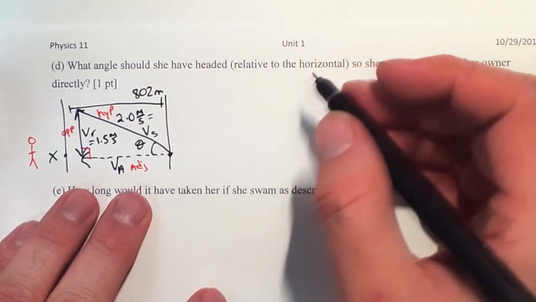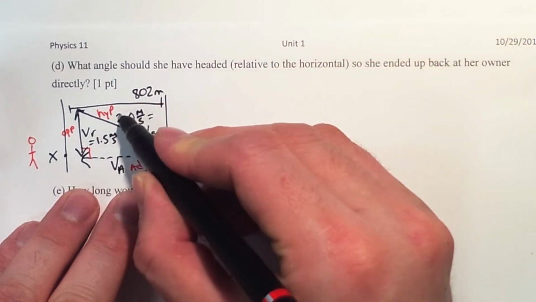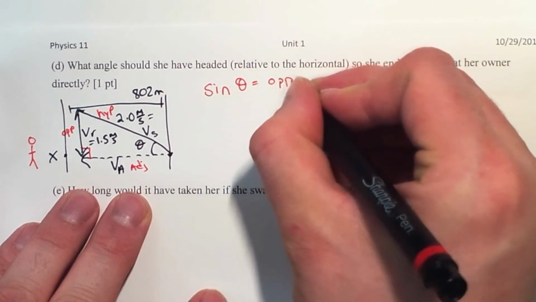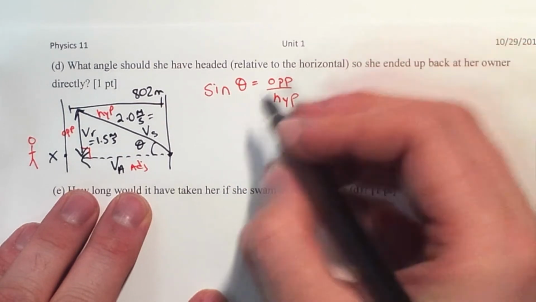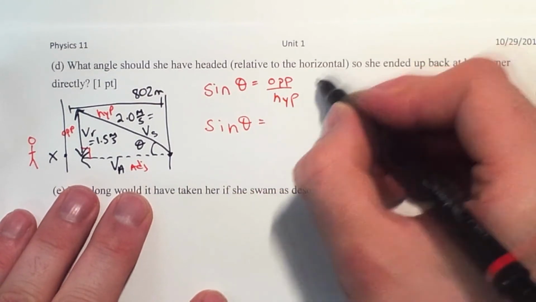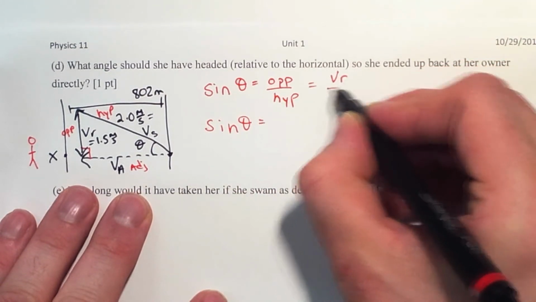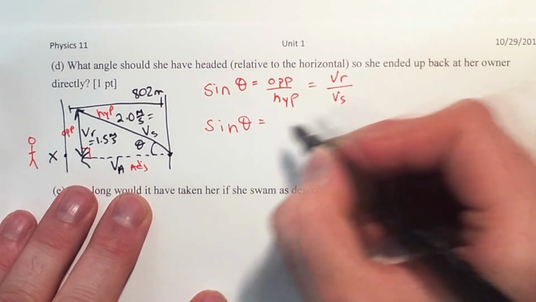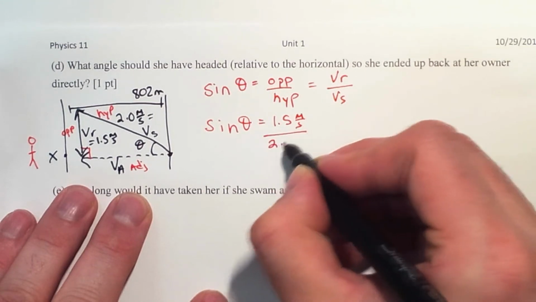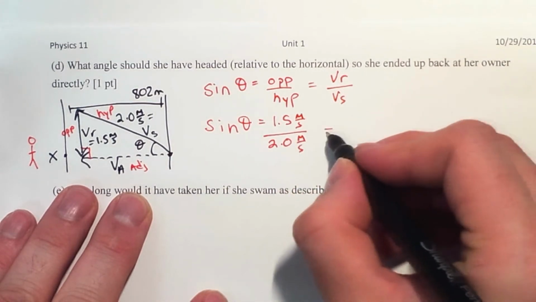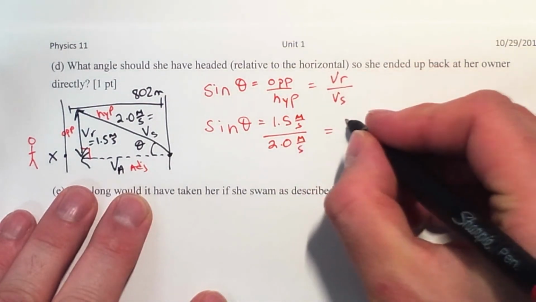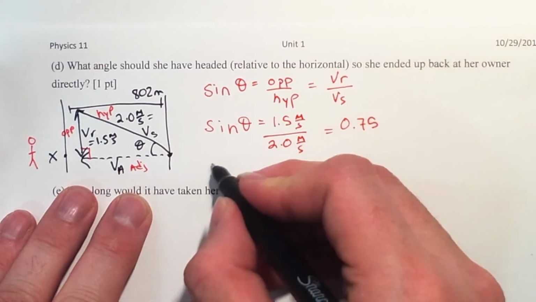I have opposite and I have hypotenuse. So the sine of the angle is equal to opposite over hypotenuse. The sine of the angle is equal to, so realistically this is VR over VS, which is equal to 1.5 meters per second over 2 meters per second. So 1.5 divided by 2 is 0.75.